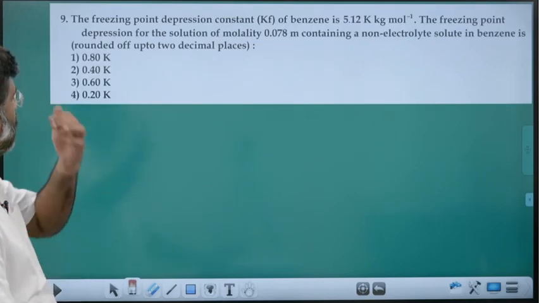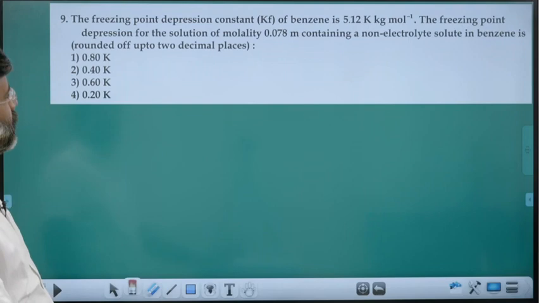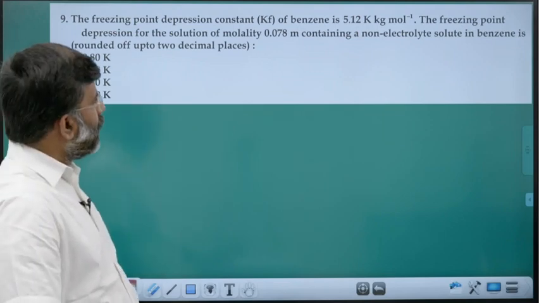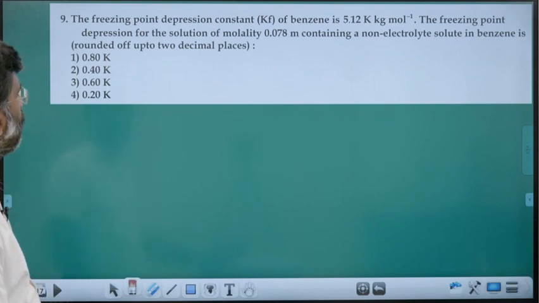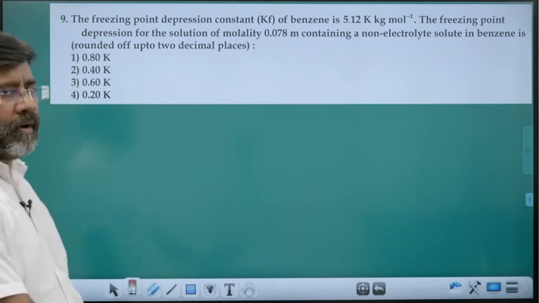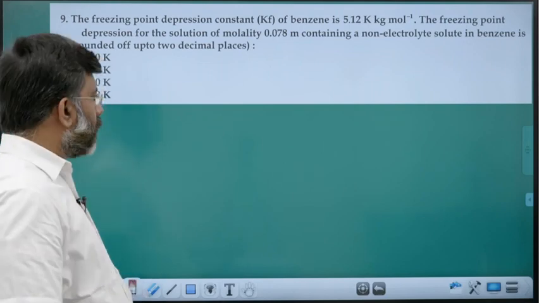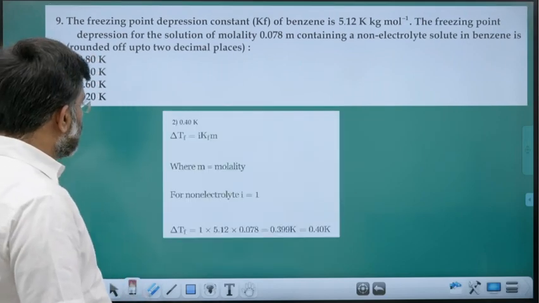Freezing point depression constant Kf of benzene is given. The freezing point depression for the solution of molality 0.078 molal containing non-electrolyte solute in benzene is. We want to know the freezing point depression. That is what is asked. Very simple, direct question.